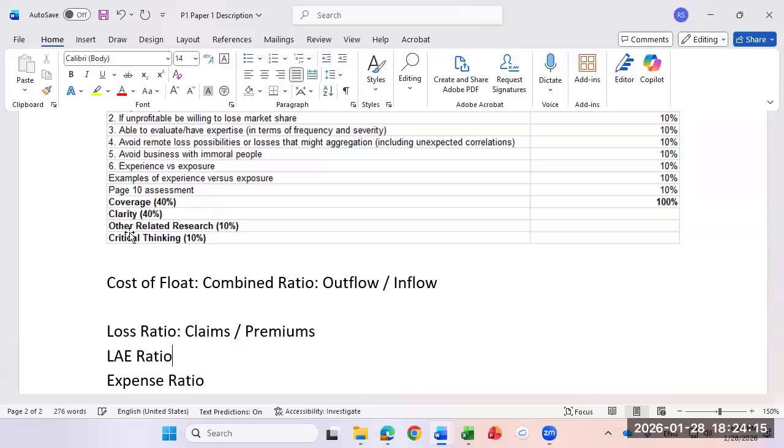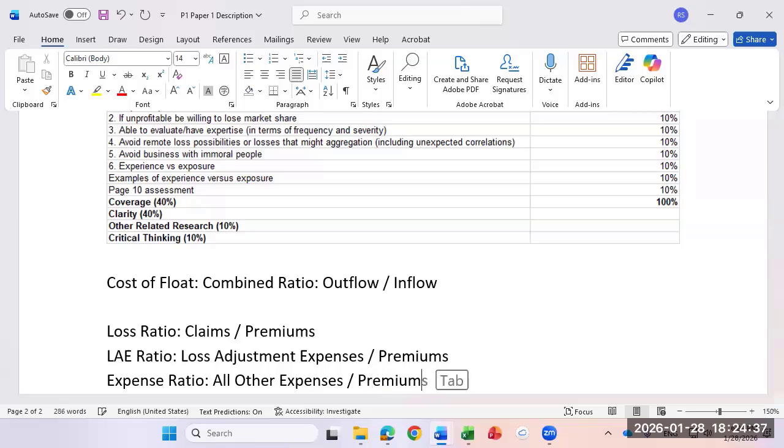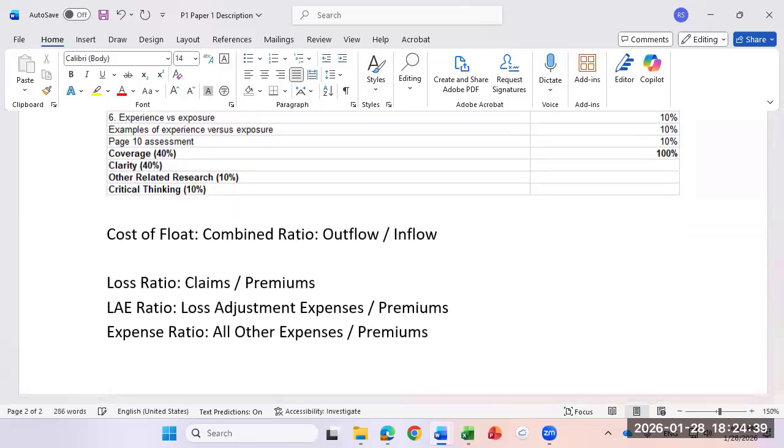The LAE ratio is the loss adjustment expenses divided by premiums. Those are the expenses the insurance company incurs to settle your claim. It's the claims adjusters, it's the people coming out to look at your property. And then the expense ratio is all other expenses divided by premiums. You only get this piece, the claims. You don't get the rest of that.